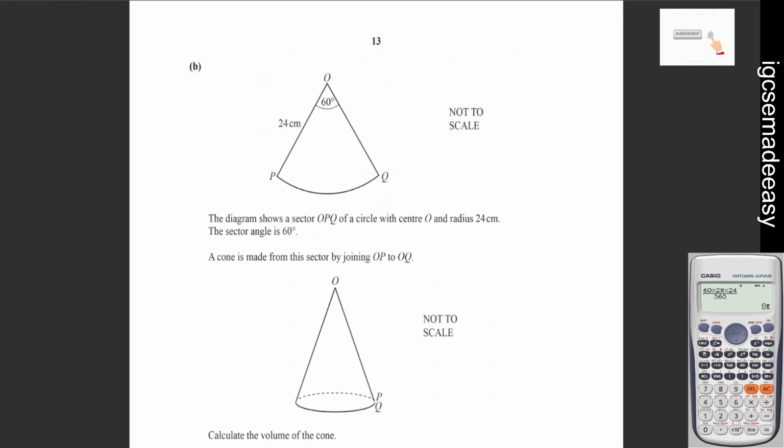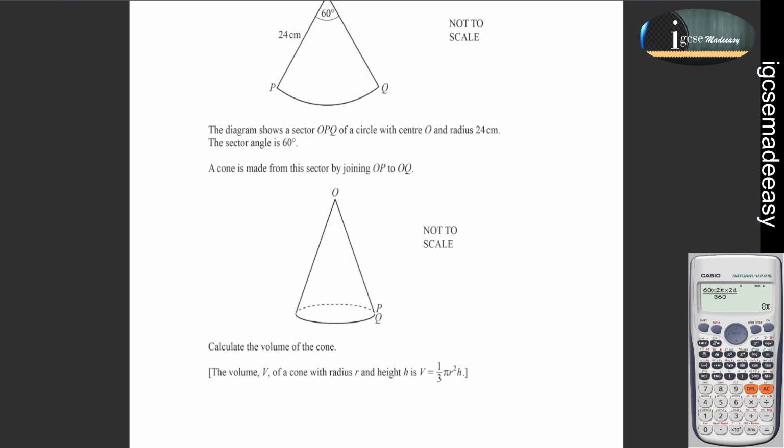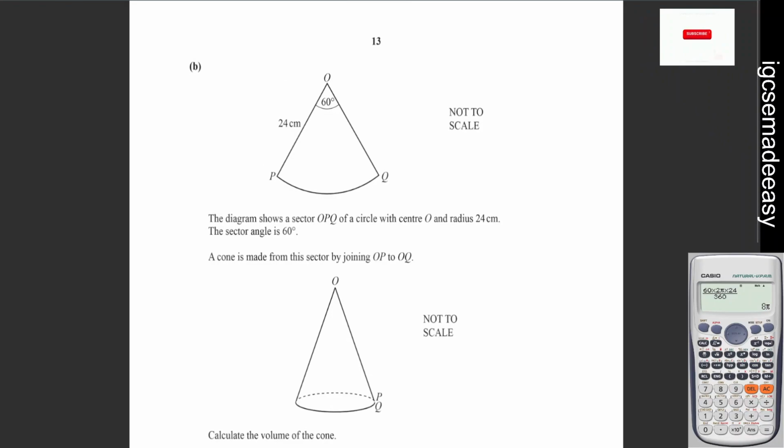Part B. The diagram shows a sector OPQ of a circle with center O and radius 24. A cone is made from this sector, and we have to find the volume of the cone that is made. So we can first find the value of PQ. PQ is this one, right? This one is also PQ, and that is the circumference of the circle. So PQ is actually the arc length of the sector.